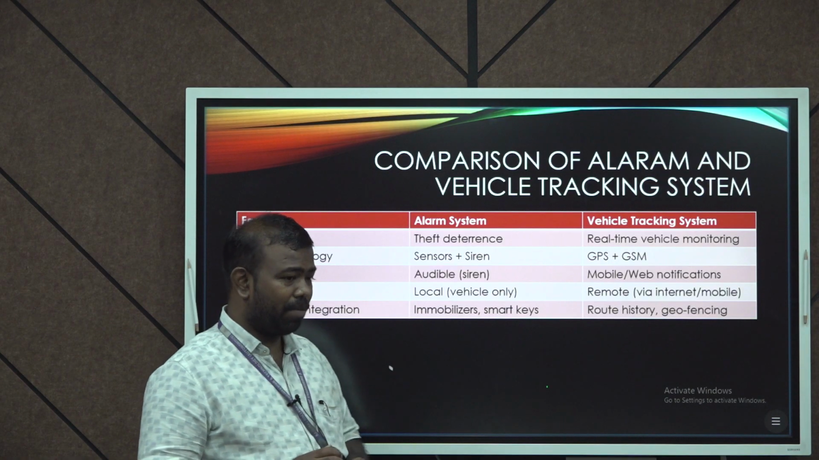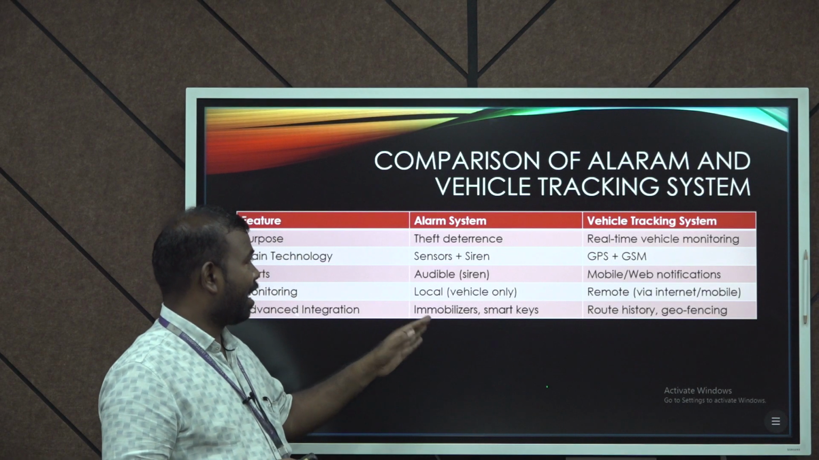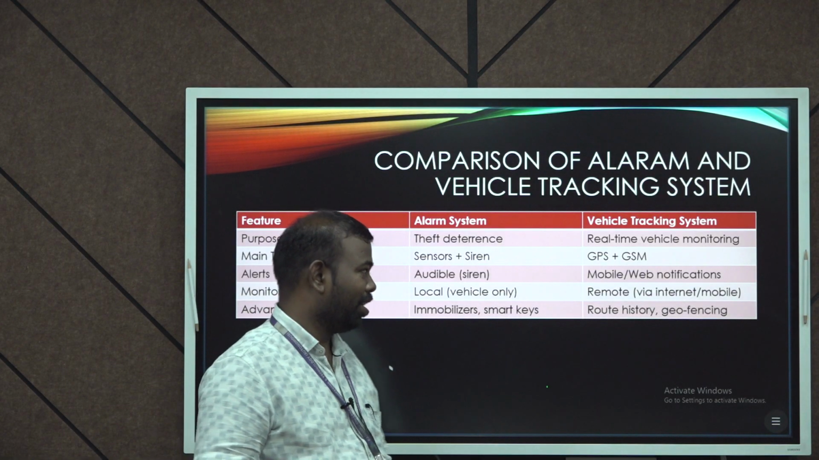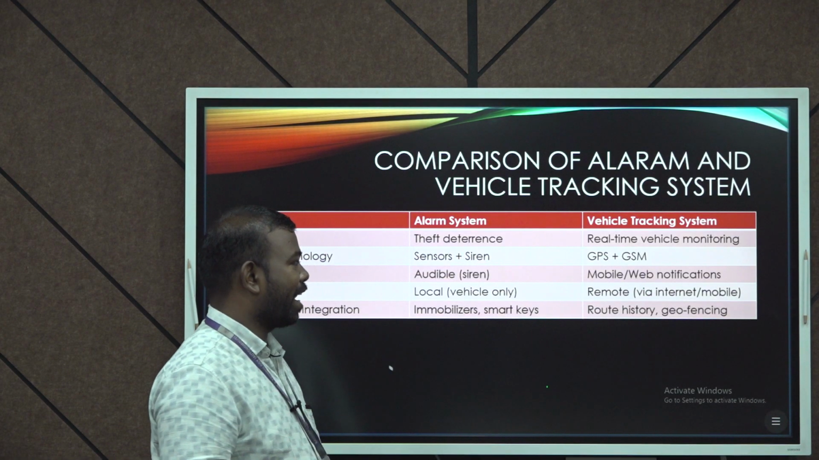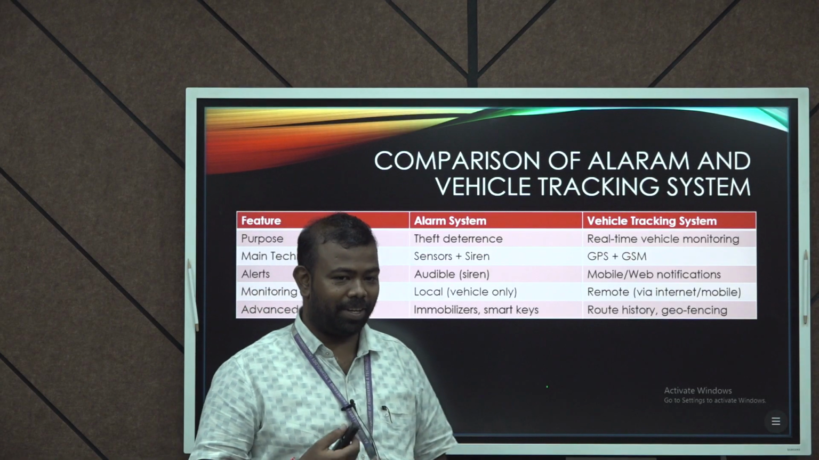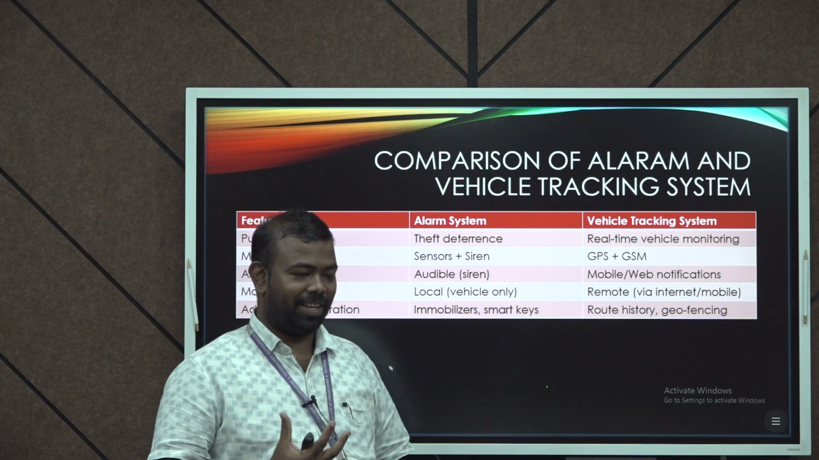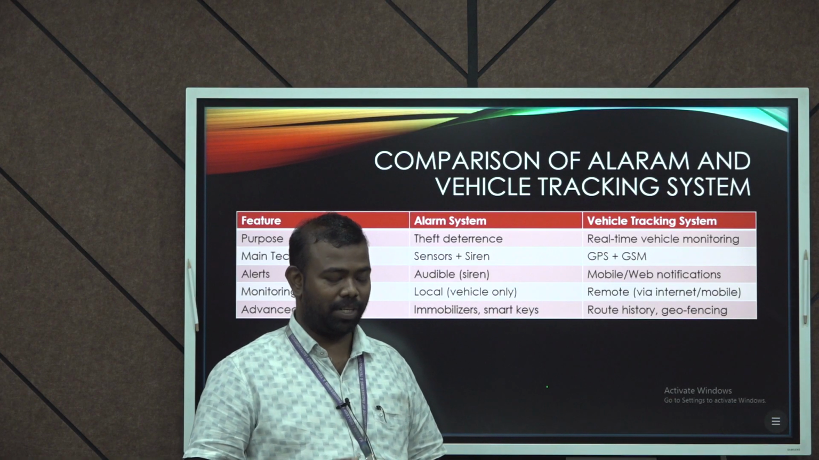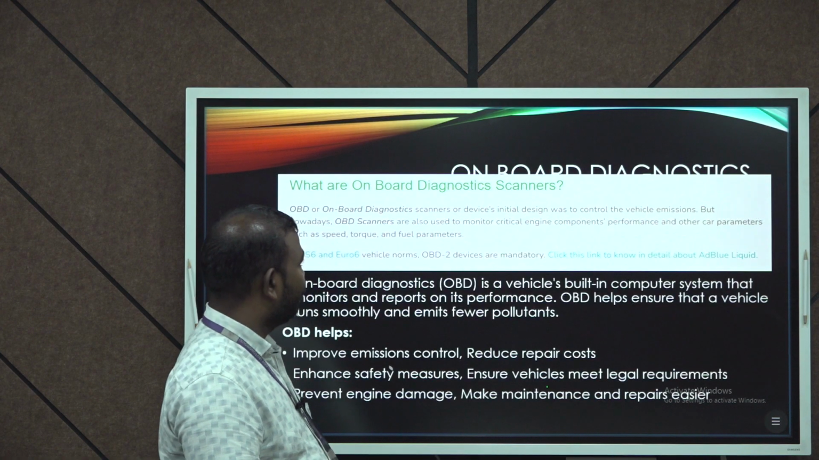Finally, we are able to adapt the alarm system with smart keys and remote control. For the vehicle tracking system we need some geographical data with the help of GSM modules. It is possible, right.